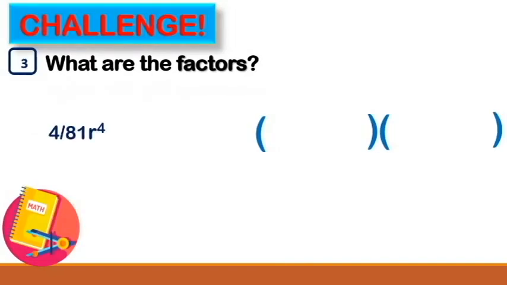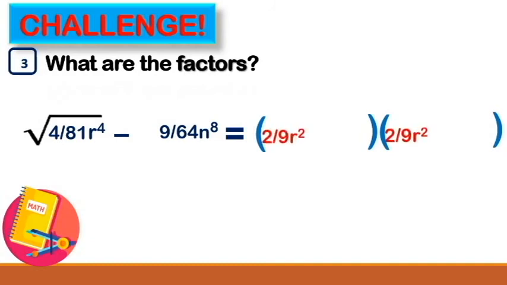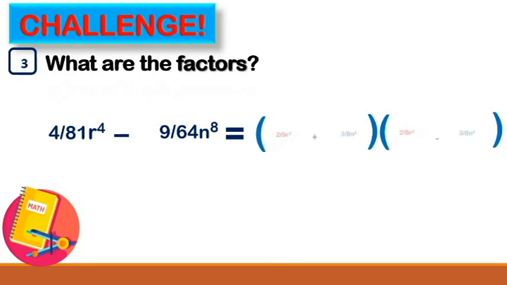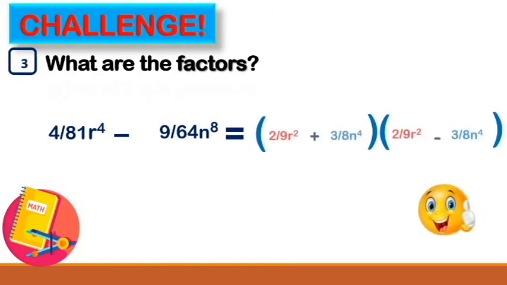Question number 3. What are the factors of 4 over 81 r to the 4th minus 9 over 64 n to the 8th? The final answer is the quantity 2 over 9 r squared plus 3 over 8 n to the 4th times the quantity 2 over 9 r squared minus 3 over 8 n to the 4th. And you are correct.